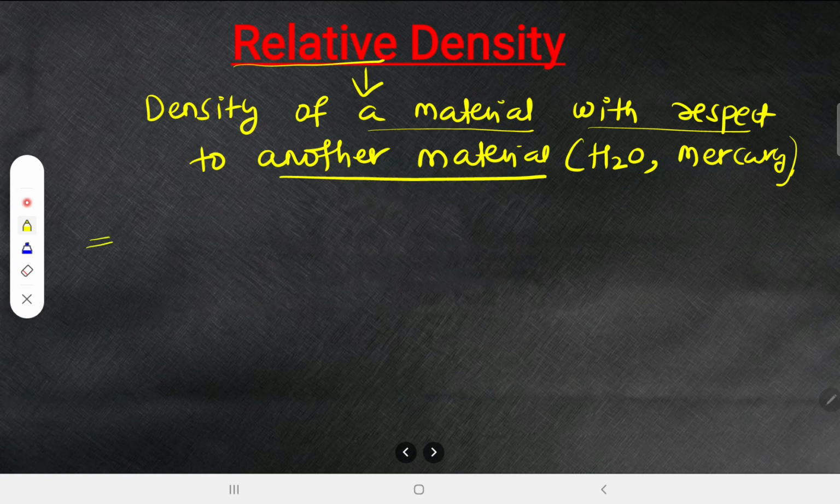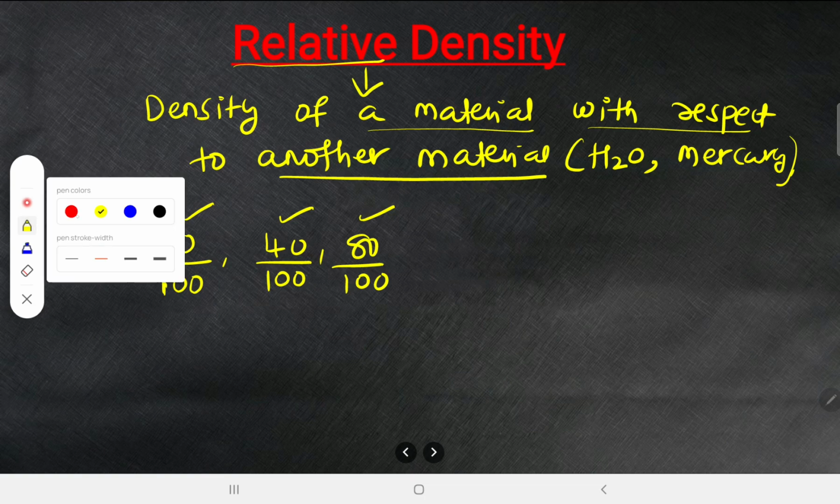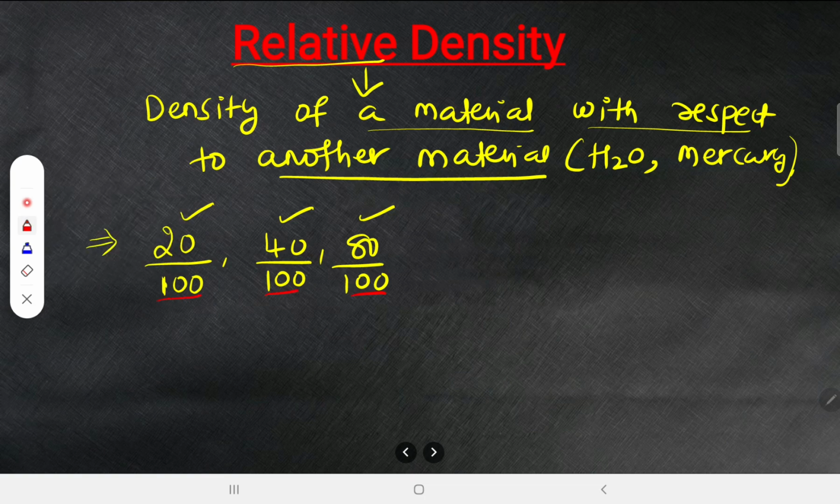See, just to give you an idea about relative things, suppose people got 20 out of 100, 40 out of 100 and 80 out of 100. So what are these 20, 40 and 80? These are the absolute marks. We are not comparing with anything, except 100, which is the standard benchmark for everyone. So they have got 20 percentage, 40 percentage and 80 percentage. These are the absolute marks, the absolute percentages.